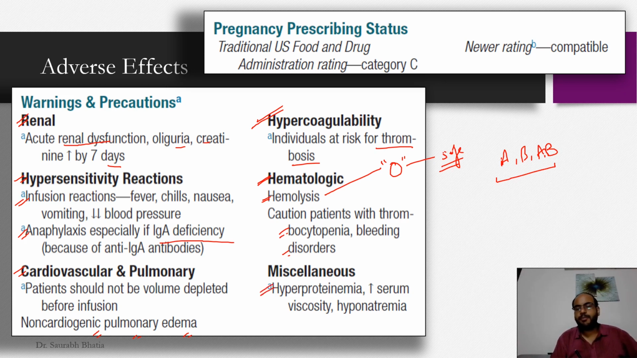Hyperproteinemia, of course, when you have a lot of proteins, you don't want to give more immunoglobulins. These are proteins essentially. Increased serum viscosity. You're giving a viscous fluid, a solution which has a lot of protein molecules. You are thereby increasing the viscosity of serum. So it's a good idea not to give in patients who already may have increased serum viscosity, namely patients who are severely dehydrated. It's better to correct all those things and then think of giving IVIg. Now pregnancy status is C. Older rating is C, newer rating is compatible.